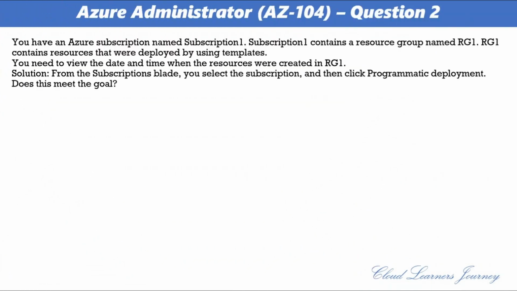Next, question number 2. You have an Azure subscription named Subscription 1. Subscription 1 contains a resource group named RG1. RG1 contains resources that were deployed by using templates. You need to view the date and time when the resources were created in RG1. Here the solution is, from the subscriptions blade, you select the subscription and then click programmatic deployment. Does this meet the goal? The options are A, yes, B, no. And the correct option is B, no. From the RG1 blade, click deployments. You see a history of deployment for the resource group.